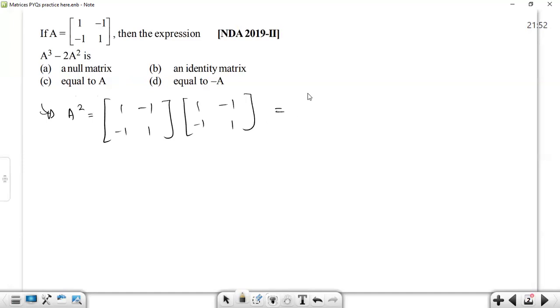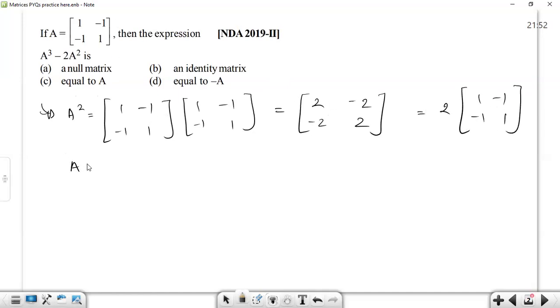First row, first column: 1 into 1 minus 1 into 1 makes it plus 1, so 2. 1 into minus 1, minus 1 into 1, so minus of 2. Similarly, minus 1, minus 1, minus of 2. Similarly, 1 plus 1, 2. If we take 2 common here, it becomes 1 minus 1, 1, which is equal to the A matrix. So A square is equal to 2A.